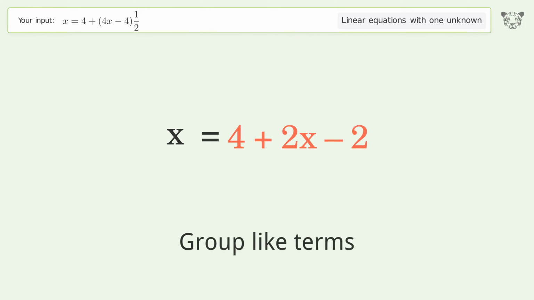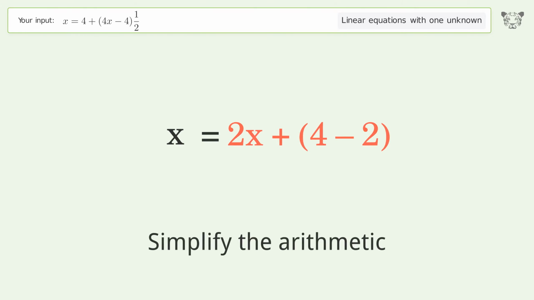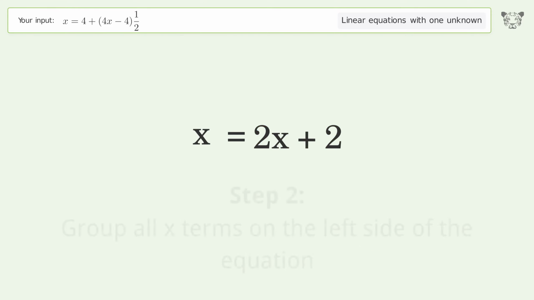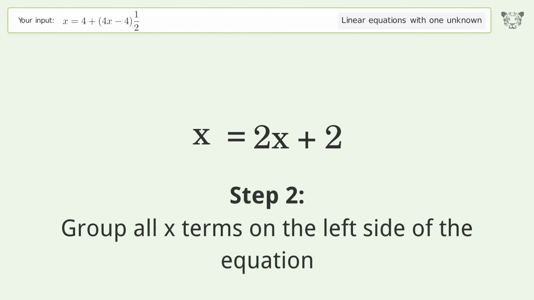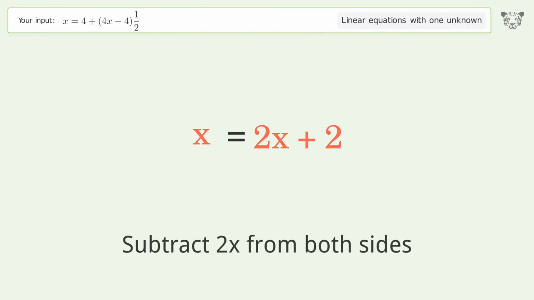Group like terms. Simplify the arithmetic. Group all x terms on the left side of the equation. Subtract 2x from both sides.